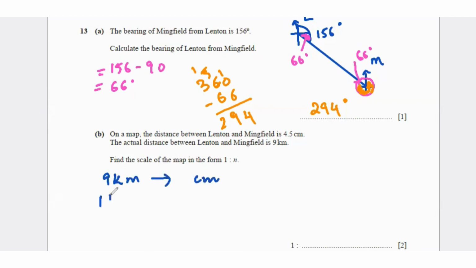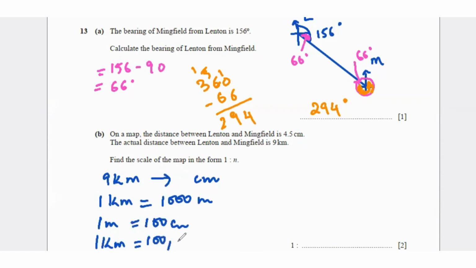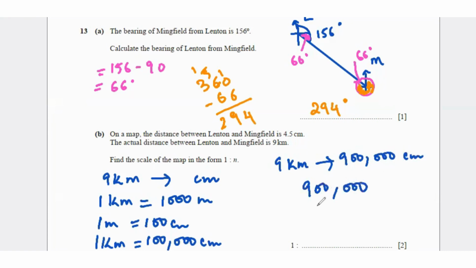So we know 1 kilometer is 1,000 meters. 1 meter is 100 centimeters, which means 1 kilometer would be 100,000 centimeters. So that means 9 kilometers is 900,000 centimeters. So now next step is to divide 900,000 by 4.5. Move the decimal, add another 0. So 45 divided by 9 million.